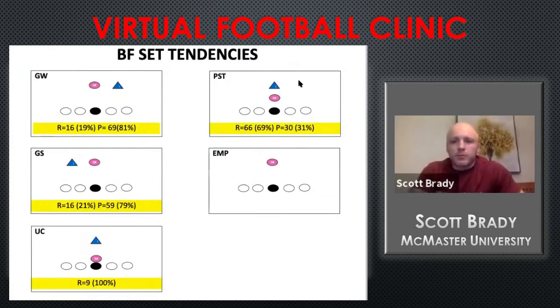So again, this is from a specific game this year. You can see here, this is their gun weak stuff, gun strong, pistol sets, under center. And so when you look at this, if they were in gun weak or gun strong, they're basically 80% pass out of gun weak or gun strong. But now if they put that tailback behind the quarterback, right, if he's in pistol, it's 70% run. If it's under center, it was 100% run.